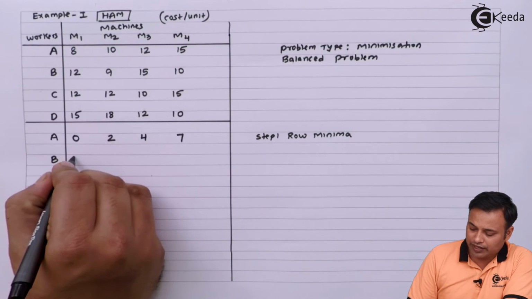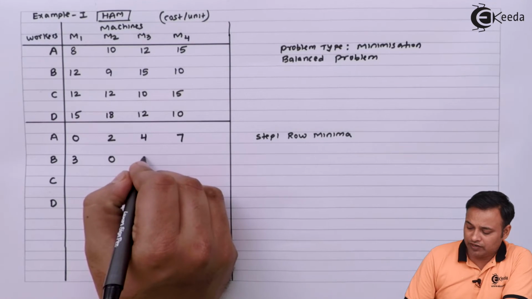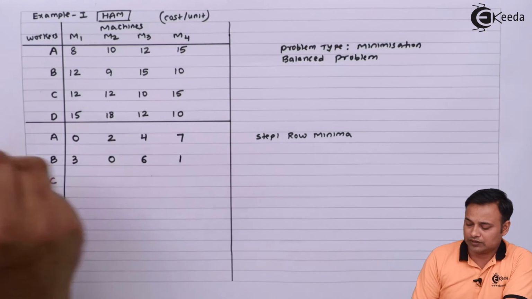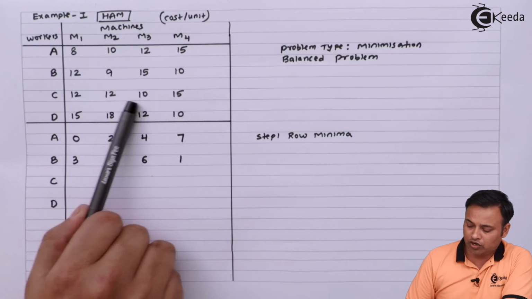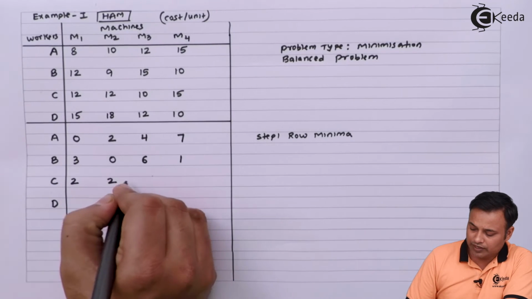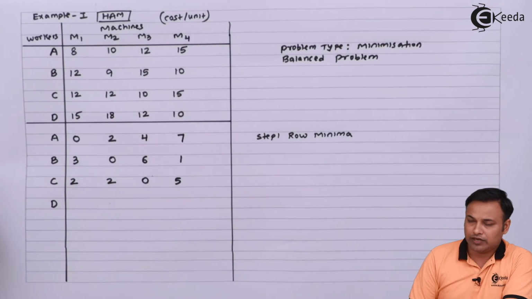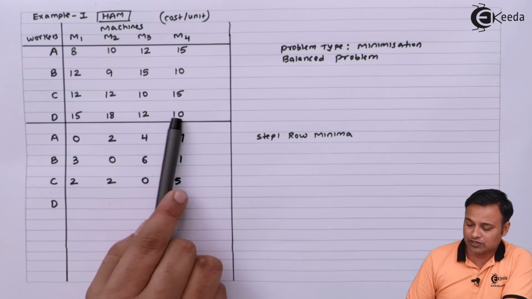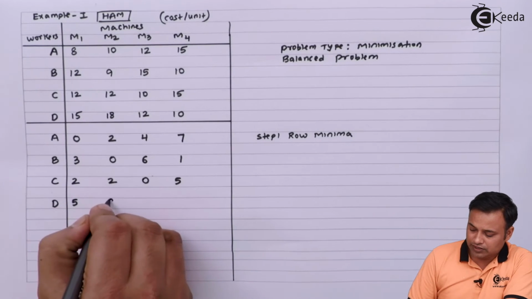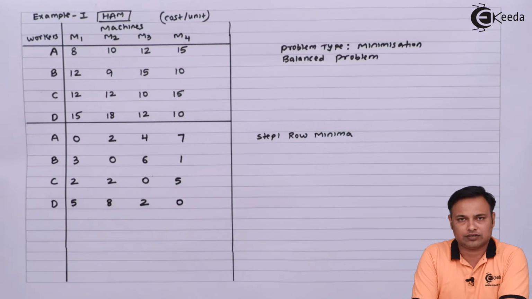So 12 minus 9, 3. 9 minus 9, 0. 15 minus 9, 6. 10 minus 9, 1. In the third row, my lowest number is 10. So 12 minus 10, 12 minus 10, 10 minus 10, and 15 minus 10. And in the last row, I have 10 as the lowest number. So 15 minus 10, 18 minus 10, 12 minus 10, and 10 minus 10.